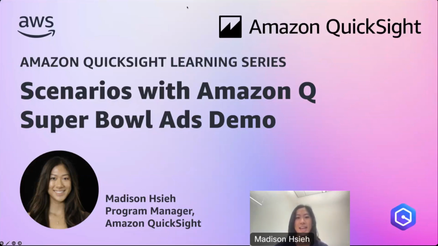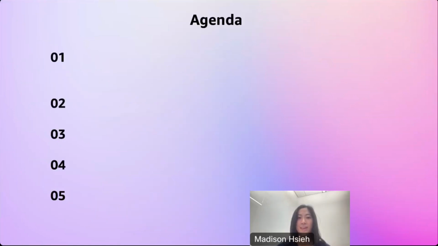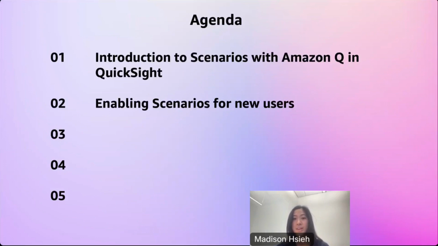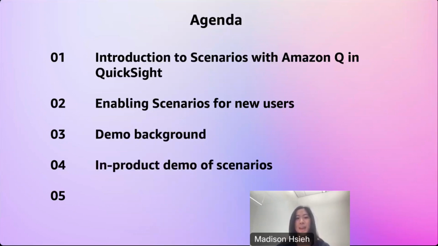And today I'm going to be presenting a topic on Amazon Q. It's going to be scenarios with a Super Bowl ads demo. Okay, so just to cover the agenda, I'm going to do a quick introduction to scenarios with Amazon Q, and then how to enable scenarios if you're new to QuickSight or if you're an existing QuickSight customer. I'll give a brief background about this demo, and then we'll get into the in-product demo of scenarios, share some learning resources, and then answer some questions at the end.